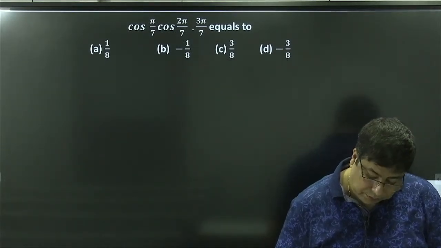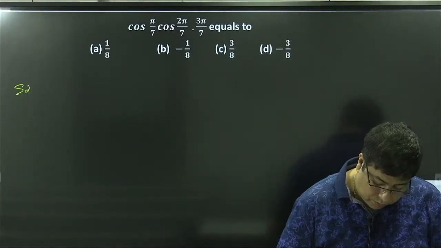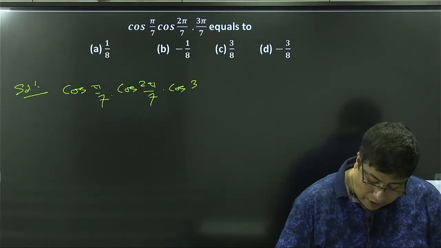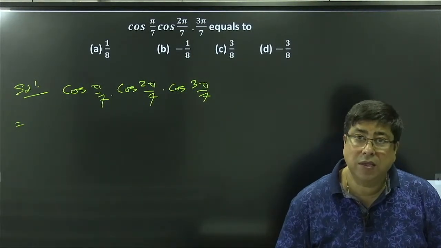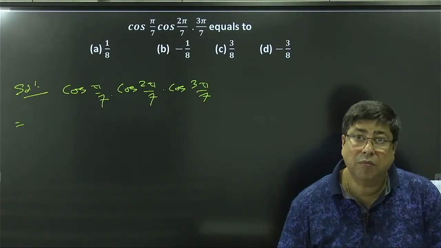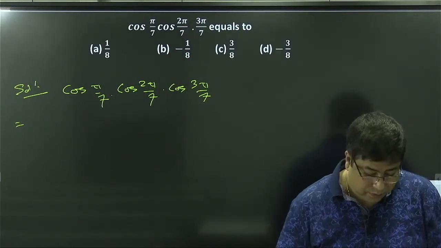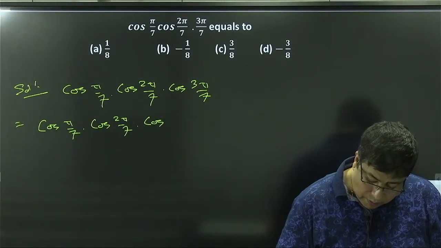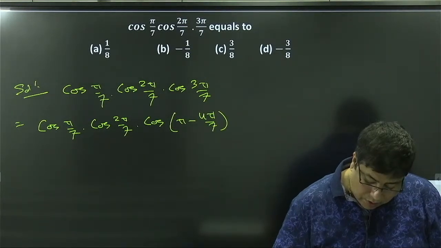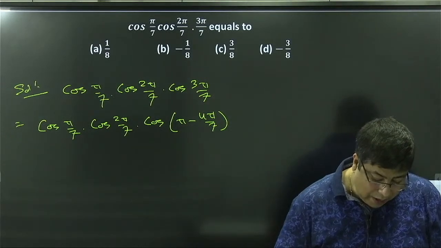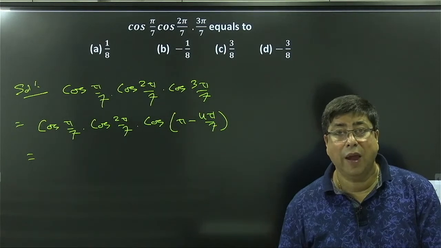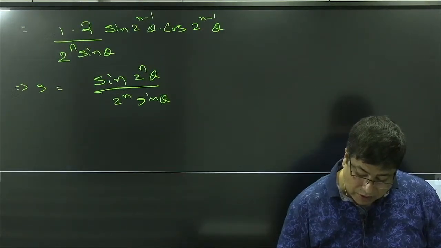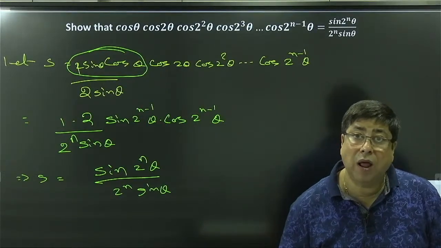In this type of case, what to do? cos pi by 7, cos 2 pi by 7, cos 3 pi by 7. Okay, cos 3 pi by 7 means cos of pi minus 4 pi by 7. In this way, divide by sin, same as the previous sum, 2 sin theta cos theta is sin 2 theta, like that. So we are getting cos pi by 7, cos 2 pi by 7, cos of pi minus 4 pi by 7. Now, instead of dividing by sin theta, let us apply the previous formula. In the previous formula, n equal to 3. If you can remember this formula, we can solve the sum in one line.